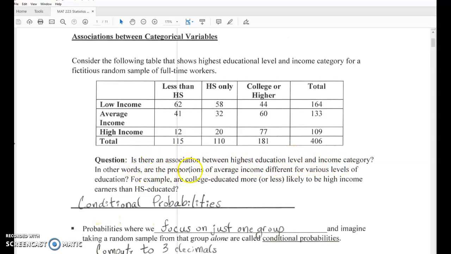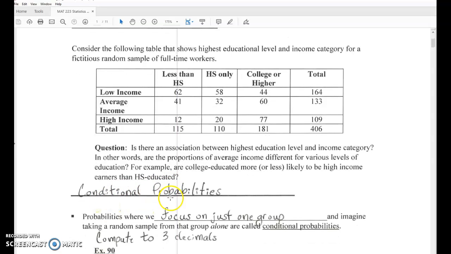So what we want to know is, is there an association between highest education level and income category? In other words, are the proportions of average income different for various levels of education? So for example, are college educated more or less likely to be high income earners than high school educated, etc.? These are the kinds of questions we're interested in. Is there an association between your level of education and the income that you make? The way we're going to determine that is through something called conditional probabilities.